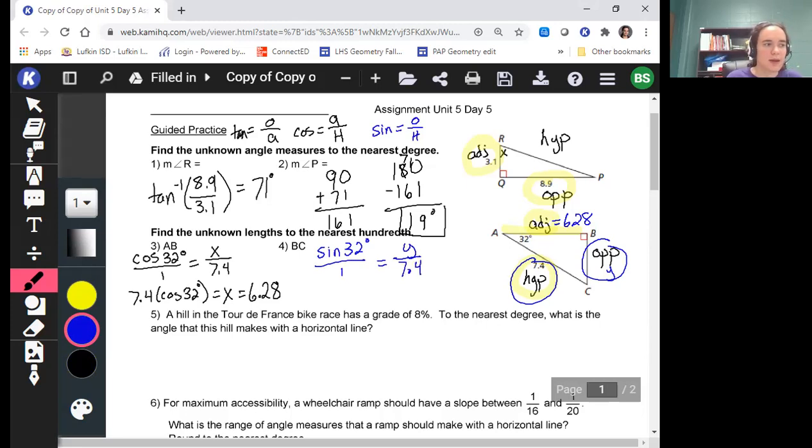Again, we're going to cross multiply. So 7.4 times sine of 32 degrees equals y. And we're going to put that in our calculator. So 7.4 times the sine of 32 degrees. And we get 3.9214. Again, we're rounding to the hundredths place because it's a side. So after the hundredths place, there's a 1. So we leave the 2 alone. So 3.92 is y.